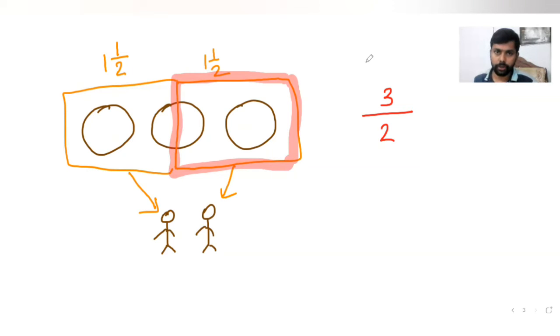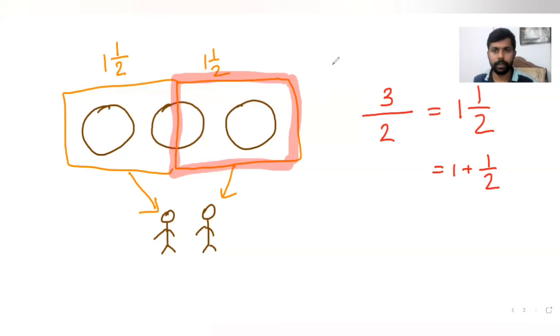So the same value 3 by 2 can be represented as 1 and 1 by 2. So 1 1 by 2 means 1 plus 1 by 2. The meaning of 1 1 by 2 is 1 plus 1 by 2. That means we usually write it as 1 1 by 2. Now let's see how we can convert this 3 by 2 into 1 and a half, or 1 1 by 2.